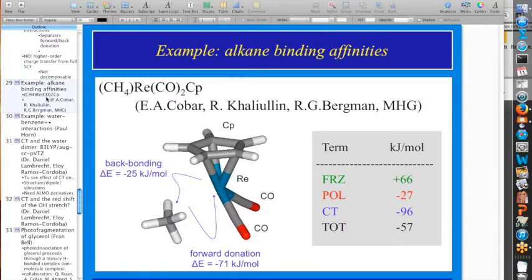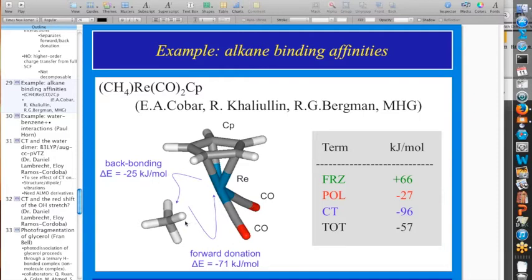So let's say that you want to activate a CH bond, but maybe not go all the way to making hydrides. Then you'd like to understand, in an alkane binding to a potential transition metal complex that can act as the CH activator, what are the contributions to the interaction? So this is a rhenium complex binding methane, and at the equilibrium geometry, it's showing you that the frozen orbital interaction is repulsive by some 66 kilojoules per mole. If you relax those orbitals, you still don't get any net binding. So this is a complex that is only bound through dative interactions.